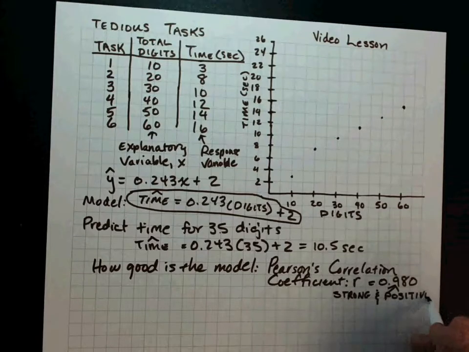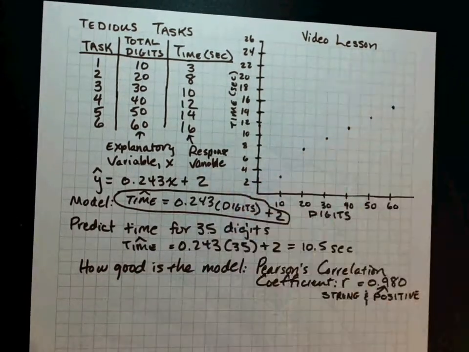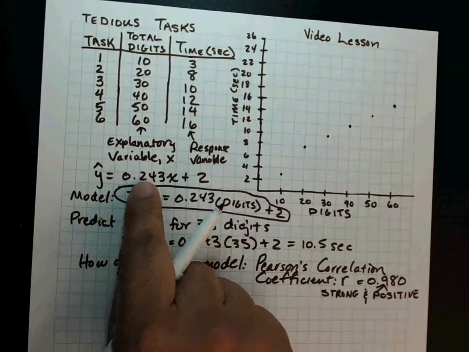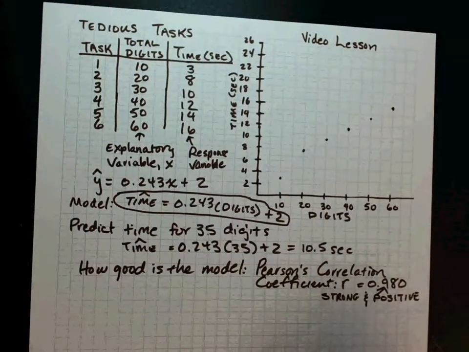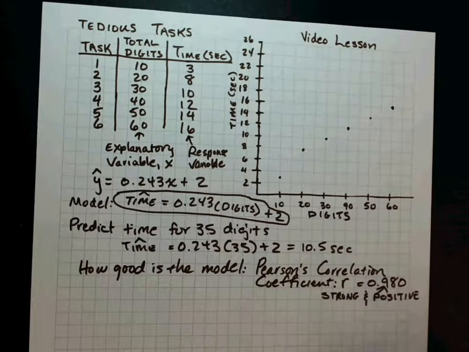Does that make sense? That's the positive direction? Yes. Your slope should match your correlation coefficient. My slope is positive. My correlation coefficient is positive. All right. And how do you know what's strong and what's not strong?